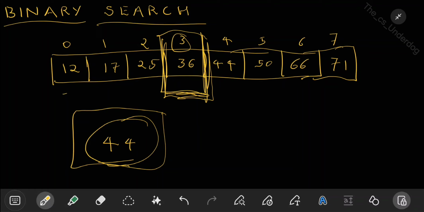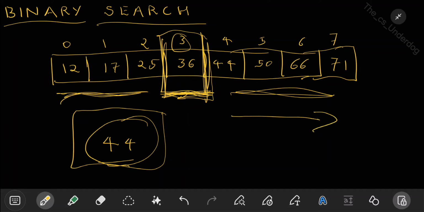So you have to either eliminate this part or this part. How do you identify this? You already know that the array is sorted, which means if the value you are searching for is larger than 36, it will be present in the right side of 36. If the element you are searching for is lesser than 36, then it will be present in the left side of 36. This you already know because your array is sorted. So whichever point you are at, you can easily understand whether you have to eliminate the left part of the array or the right part of the array.